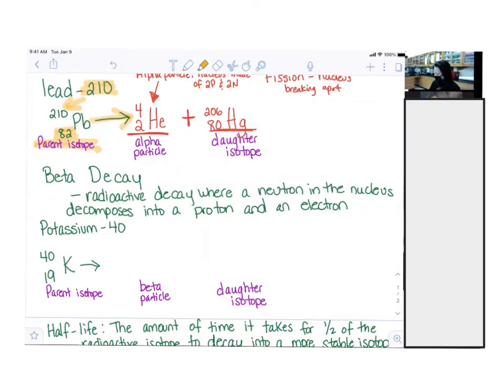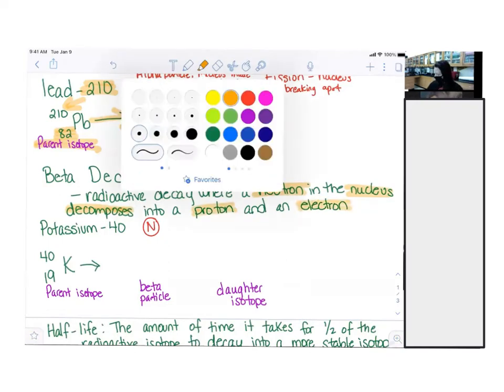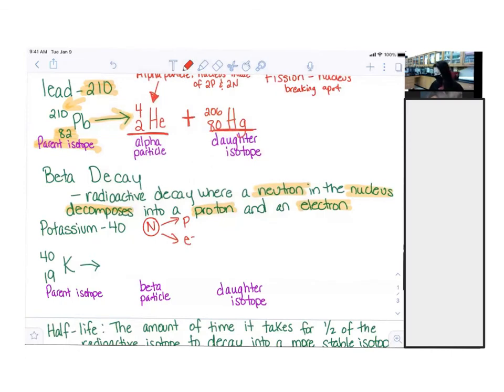In beta decay, I have a neutron that is in the nucleus of that starting parent isotope. So essentially, here's my neutron. What it's doing is it's decomposing, which means it's breaking down into 2 different pieces. It's breaking down into a proton and an electron. So the electron is my beta particle. This is the piece that is being emitted.